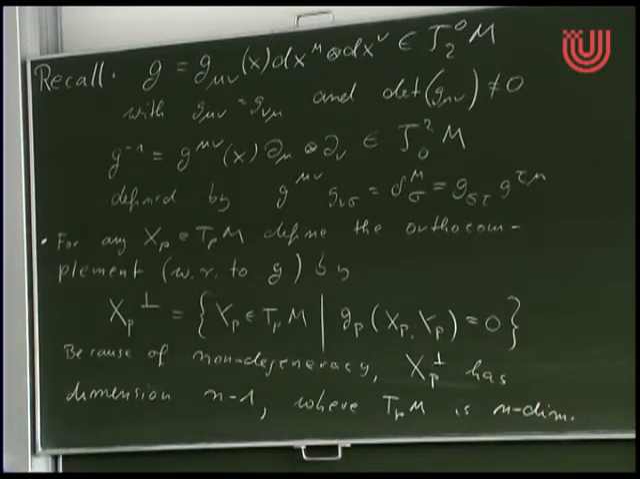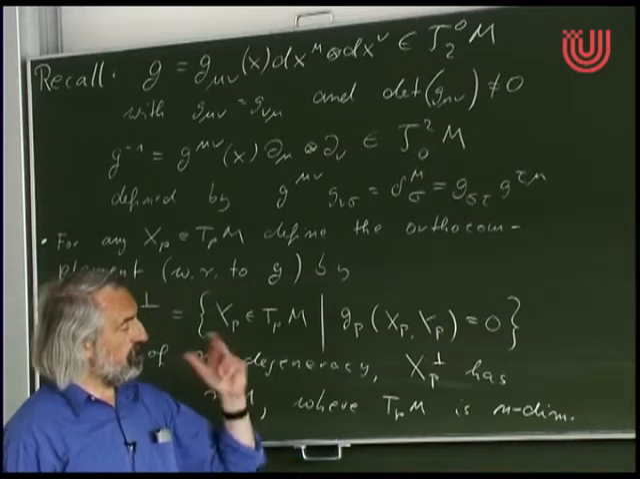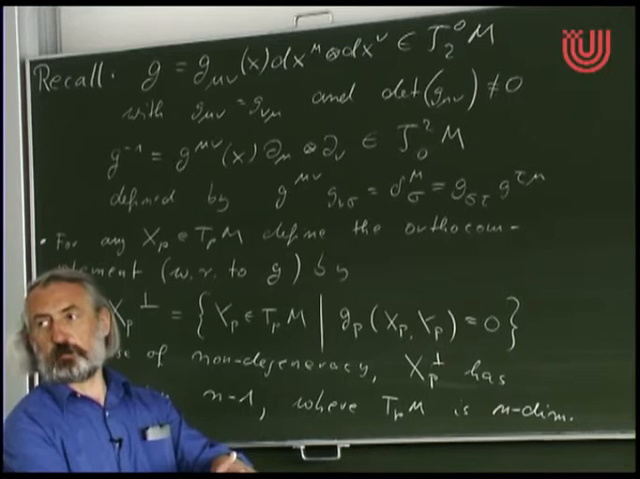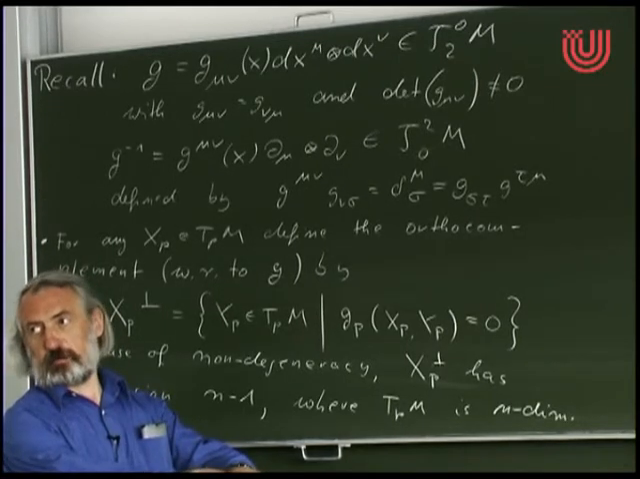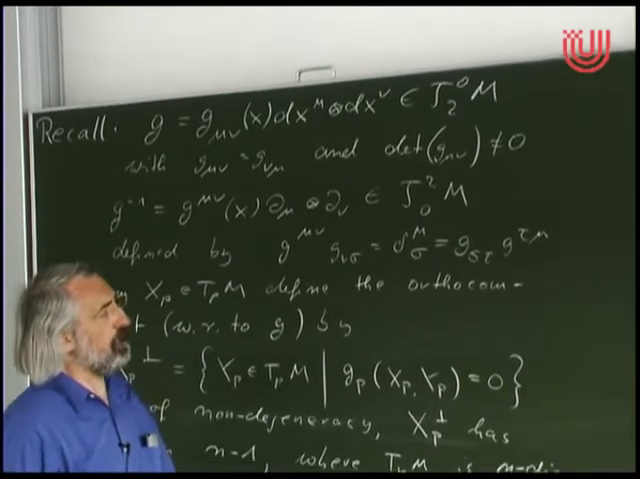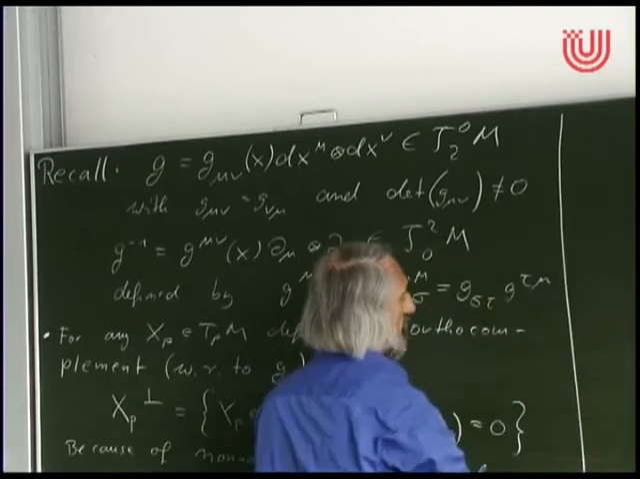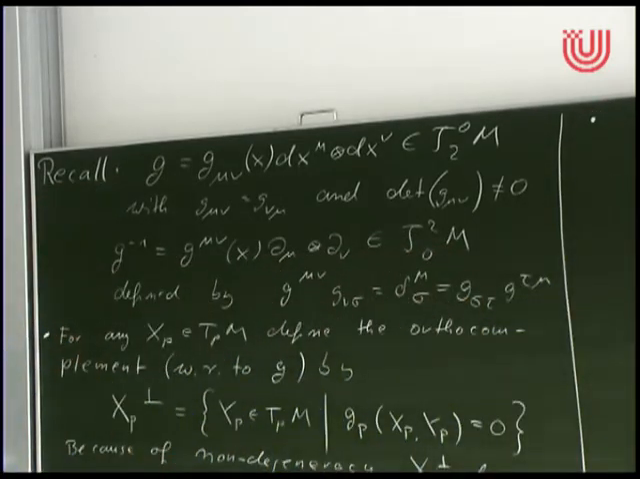So that's universal. But what is not universal is whether this space, together with the vector X_p, spans the whole space. Or if maybe it is possible that the vector X_p is contained in this autocomplement. That's actually possible. This depends on the type of the metric. So what do I mean by type? Well, we can classify these pseudo-Riemannian metrics according to what is called the signature.